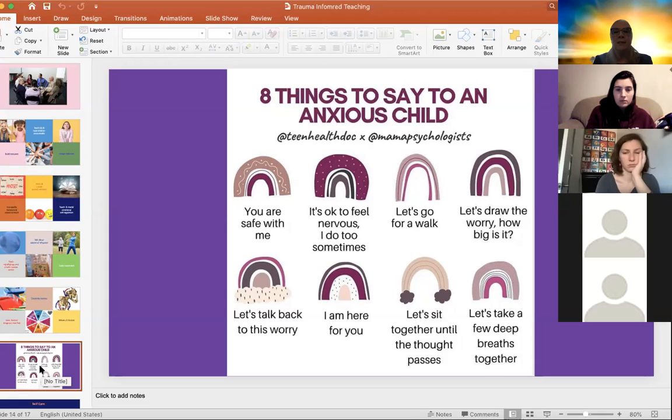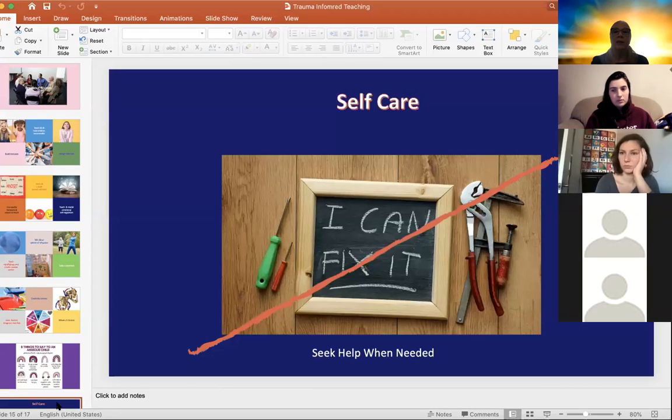Let them draw, as I said, or let them talk. I like this one, let's talk back to the worry. So giving them the agency to talk back, to work through the worry. Let them know that you are here for them, and let them know that you're going to sit together as they process the thoughts or the emotions, and then maybe get them doing some deep breathing. So all of these are little tricks that you can do, and it's not requiring you to give up any portion of your curriculum. It's not requiring you to change any different way you teach. Think about how you can bring all of these things into your everyday teaching as you teach whatever subject that you are working on that day.